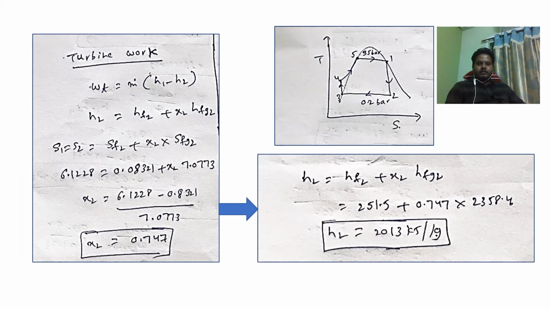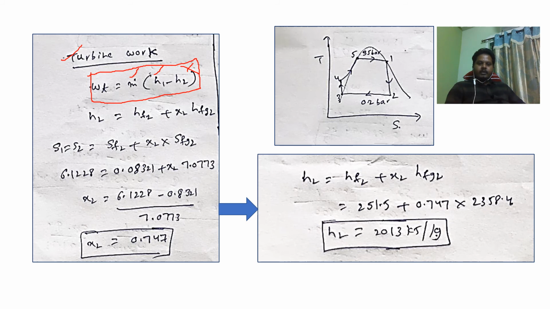Now let us see the first question, turbine work. Here we know the equation for work done by the turbine equals m dot into (h1 minus h2). Here m dot is the mass flow rate, h1 is the enthalpy at the inlet of the turbine, and h2 is the enthalpy at the outlet of the turbine. We know the value of h1, which we have taken from the steam table, and the problem gives the m dot value, the mass flow rate, but we don't know the value of h2.